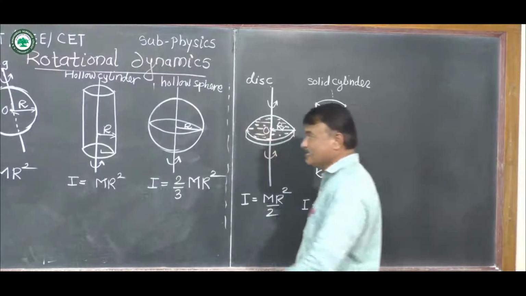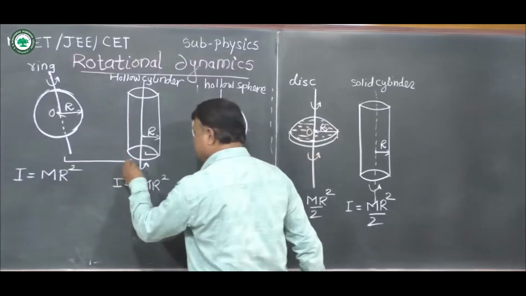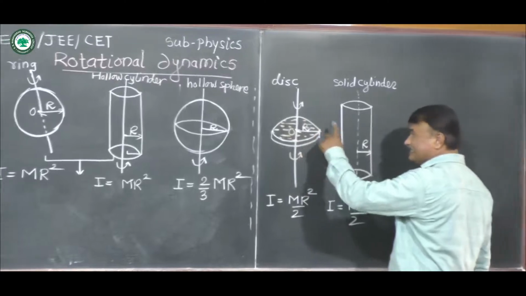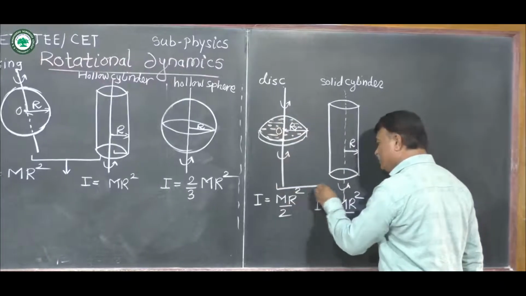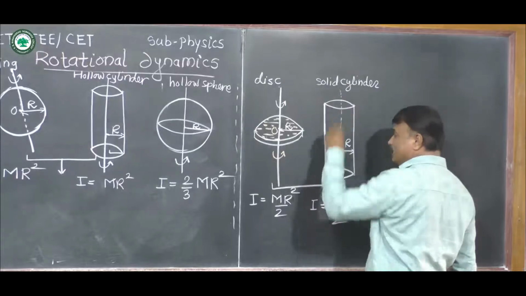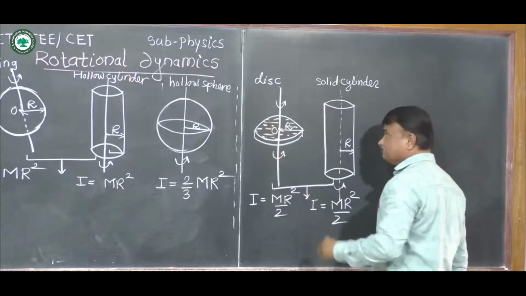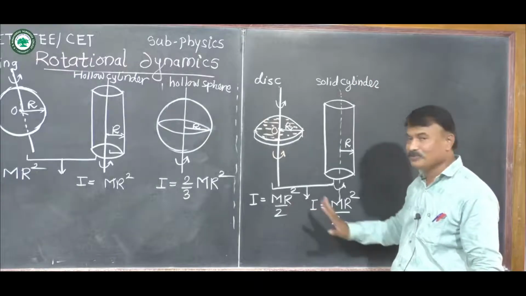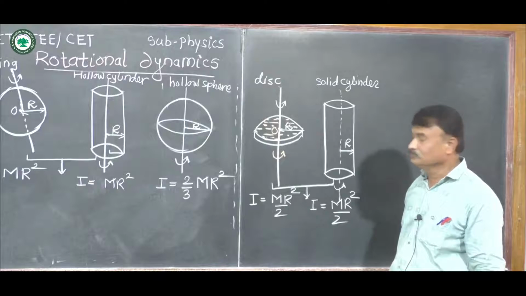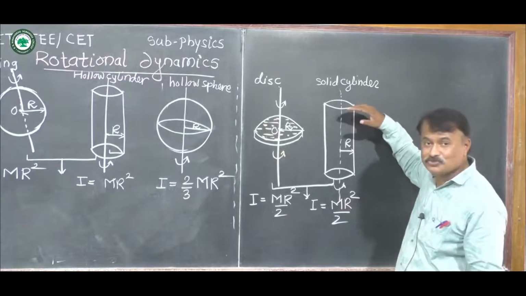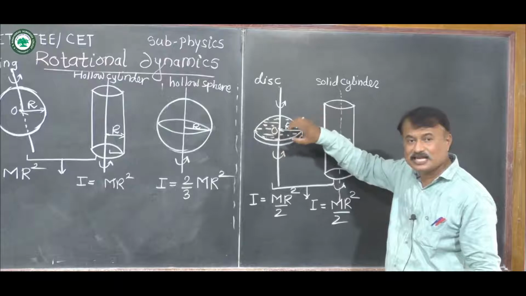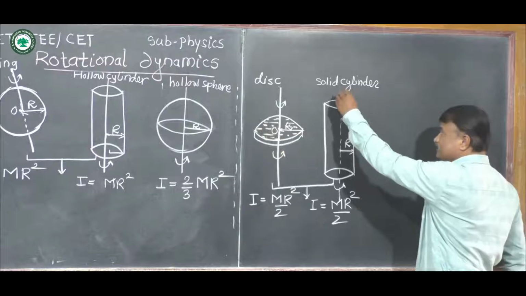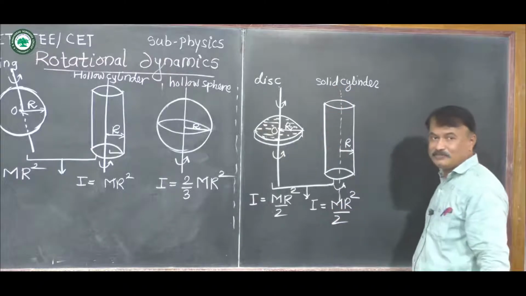So here we know that, like the ring, both have the same moment of inertia. Here also the same moment of inertia for solid disk and solid cylinder. Solid disk and solid cylinder have the same moment of inertia, that is equal to mr square by 2. For formation of a solid cylinder, we use the same solid disk of the same radius, and therefore its moment of inertia for a solid cylinder is mr square by 2.